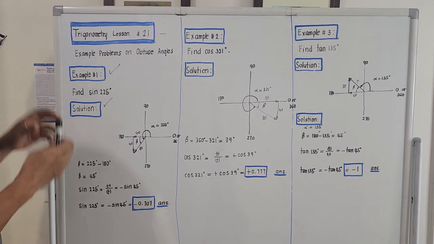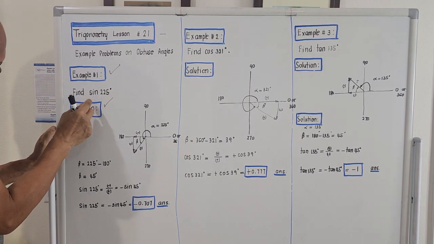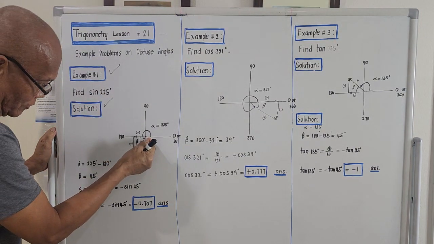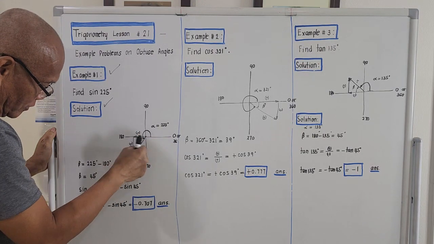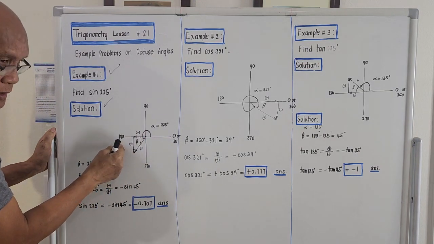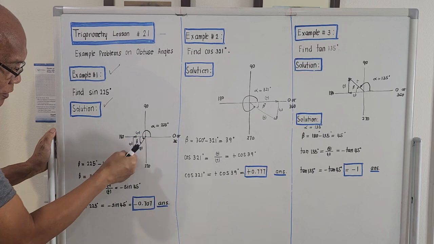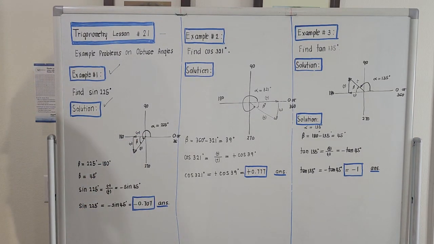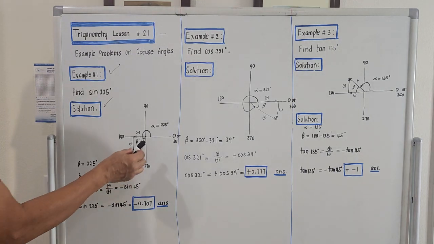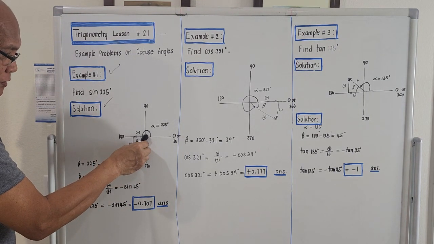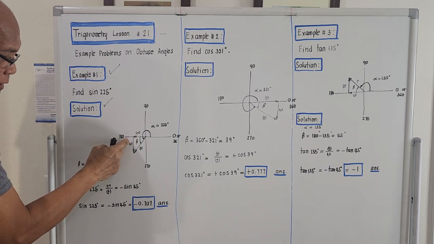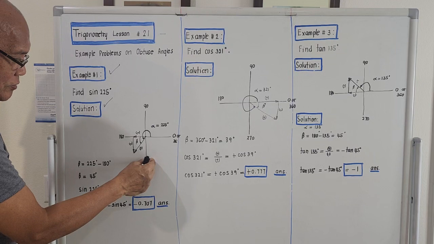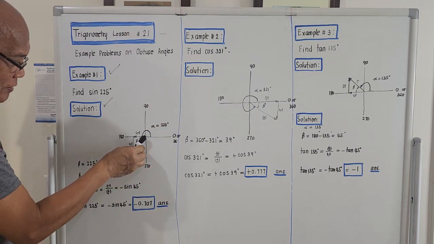If we graph the angle 225 degrees with reference to the 0 degree line, 225 is more than 180, right? So it falls under quadrant number 3, which is case number 3. The angle lies on the third quadrant because it is greater than 180 degrees and it is less than 270.